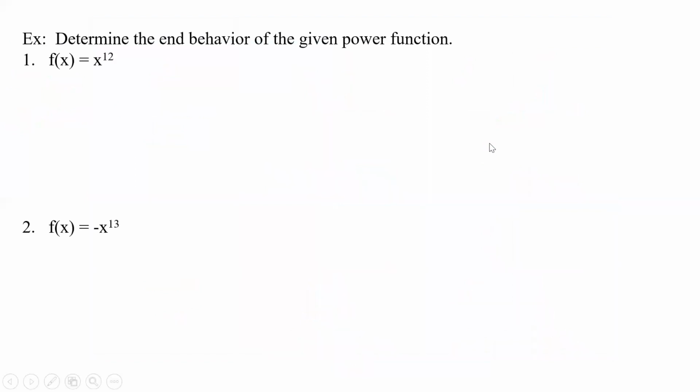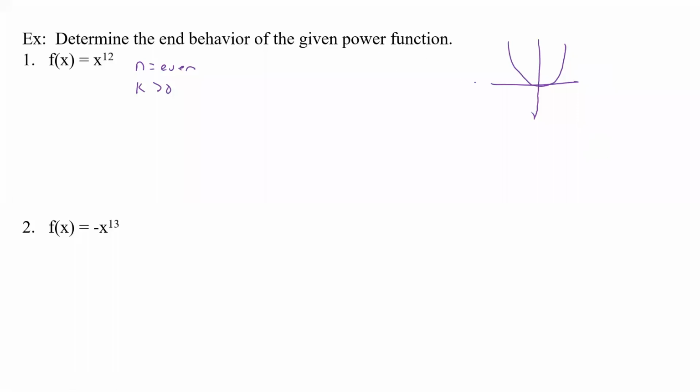All right, so what we need to do now is determine the end behavior of the given power function. So what we're going to do is first draw a general form. And so x squared, so that's a positive. So that one is n is even. We have k greater than 0. And so it's going to look something like this. And so as we keep going each direction, we're going to positive infinity for y, and x is going to be varying.